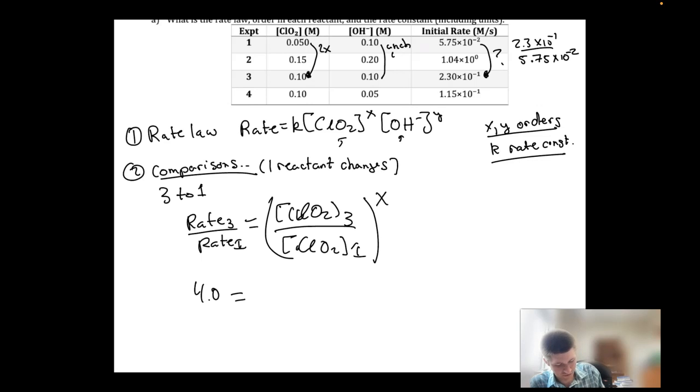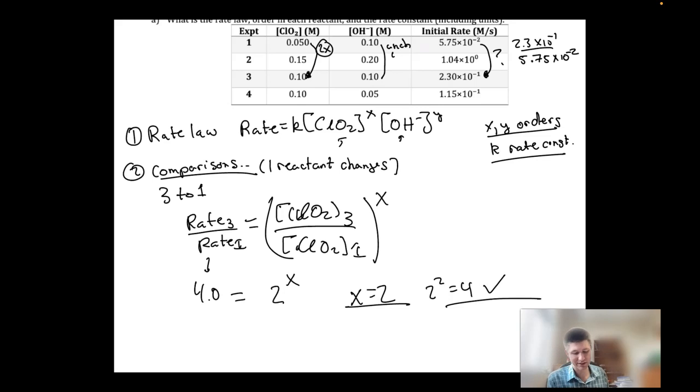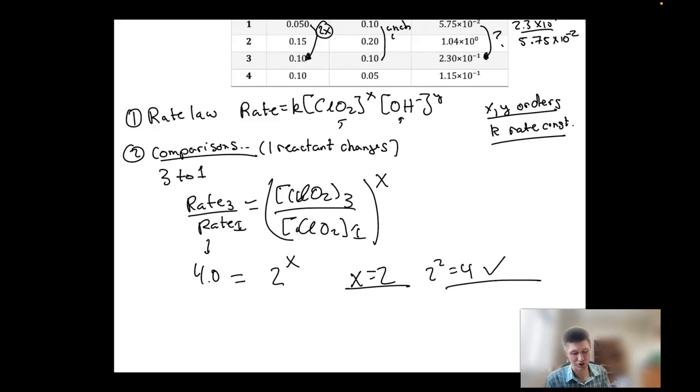So that's by what factor the rate changed here. This factor here we know is 2. We just could see that by inspection. 0.1 over 0.05 is 2. So 4 is equal to 2 to the x. What value of x makes that work? Well, x has to be equal to 2. Again, we just have those 3 common orders. You can guess and check 2. So 2 squared is equal to 4. That works out. And so it's second order in ClO2.